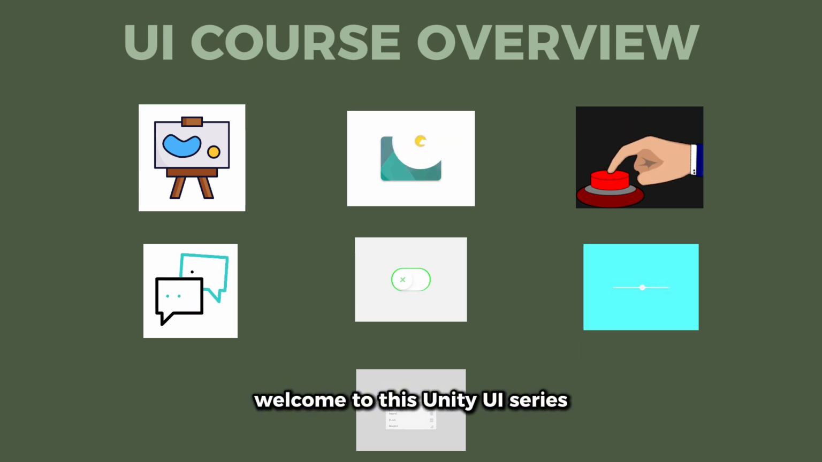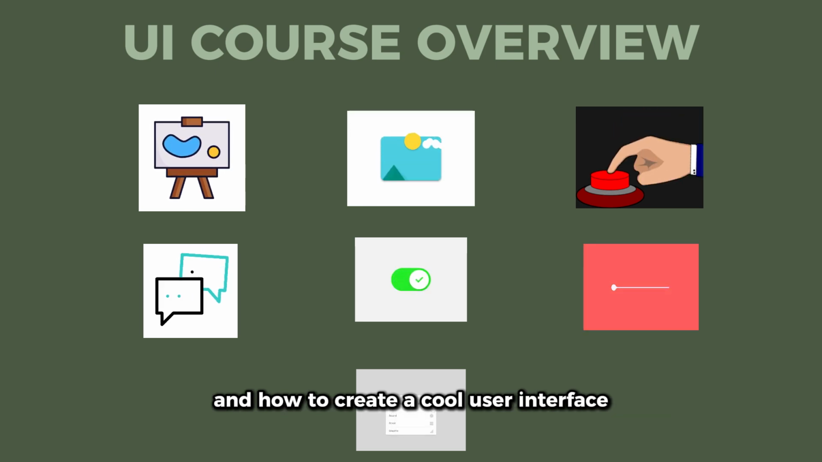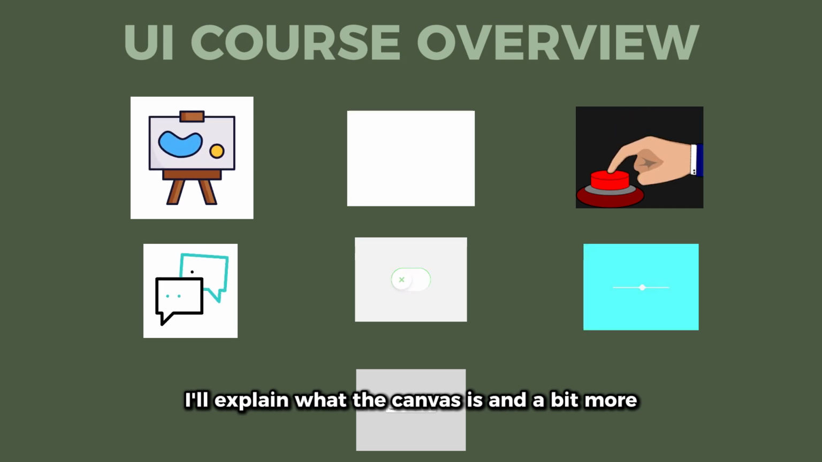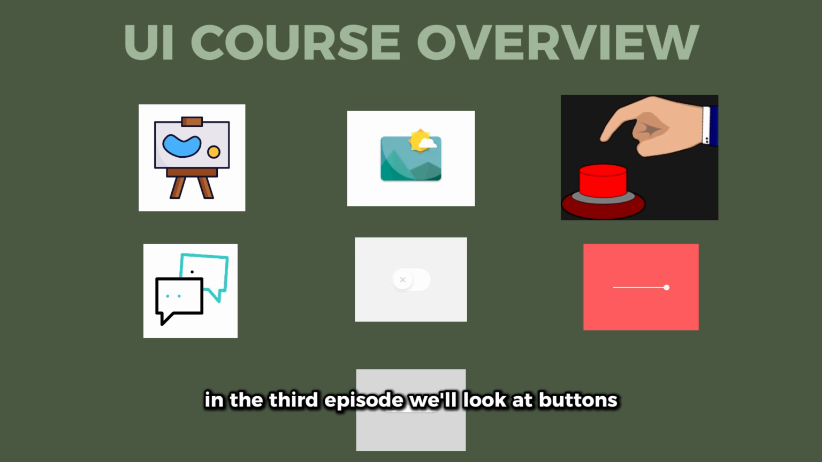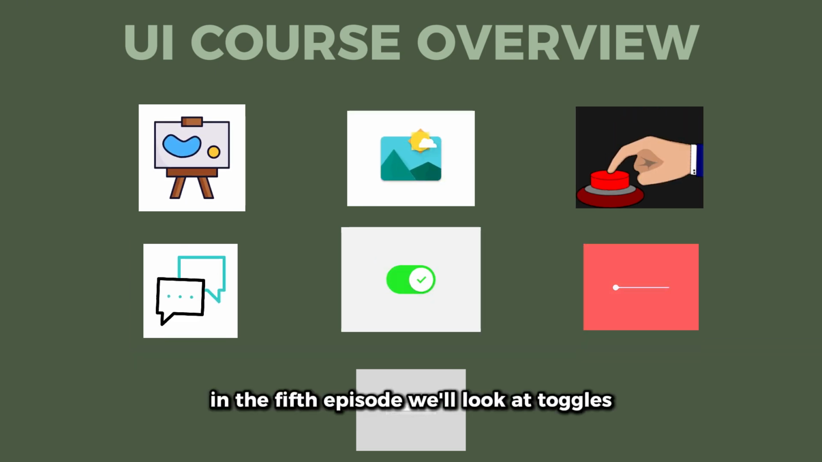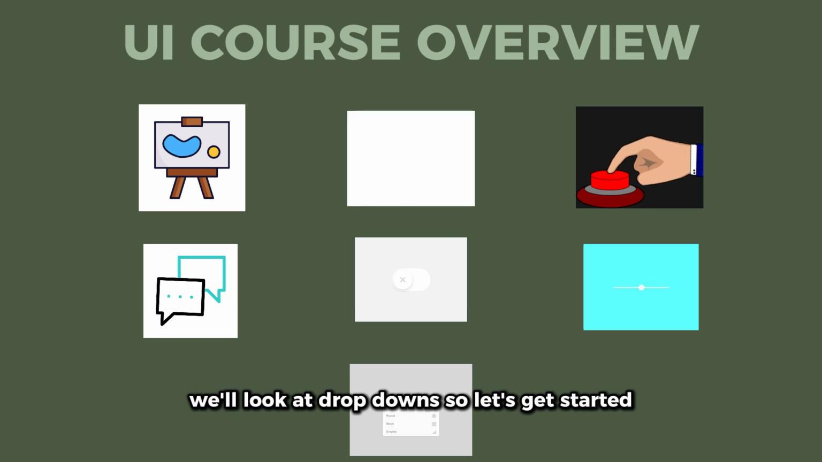Welcome to this Unity UI series where I'll teach you everything about the Unity UI and how to create a cool user interface. In this first episode I'll explain what the canvas is and a bit more. In the second episode we'll look at images. In the third episode we'll look at buttons. In the fourth episode we'll look at text. In the fifth episode we'll look at toggles. In episode 6 we'll look at sliders. And in episode 7 we'll look at drop-downs.